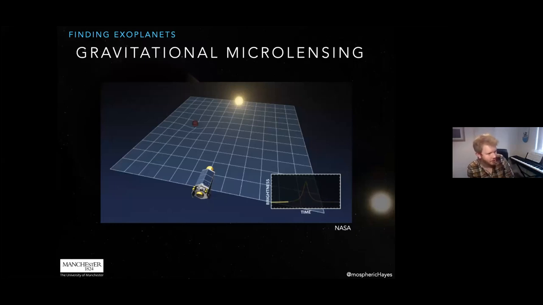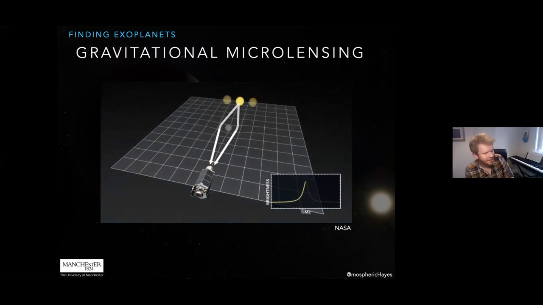So this is one that my supervisor, Eamon Cairns, used to work on quite a lot. He still works on it, but I don't care about it. But I feel like he would be sad if I didn't mention it now. So this is gravitational microlensing. The idea behind this is that planets warp space, or things warp space.